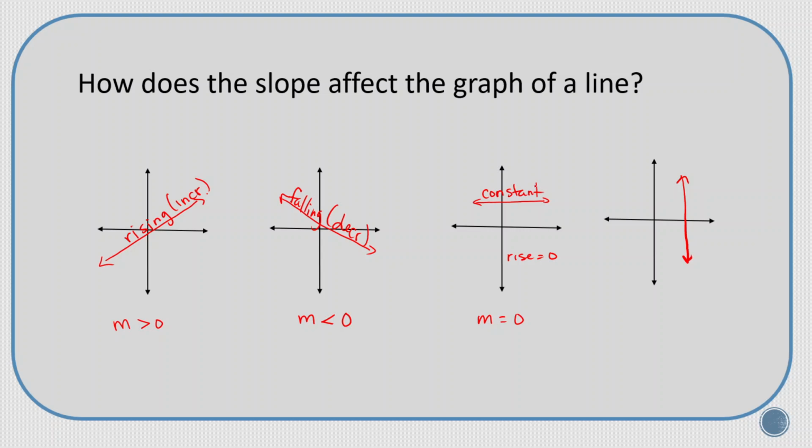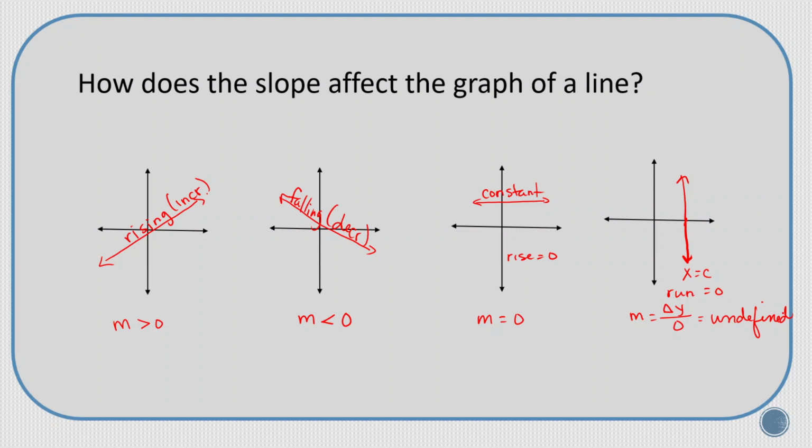Y doesn't change, okay? In an equation, for a vertical line, x is equal to some constant. So now my run equals 0. So that means the slope is going to be some number over 0. So this is undefined.